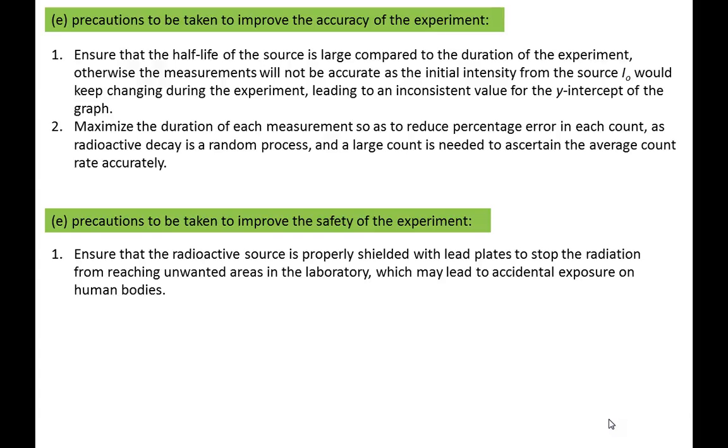Then finally, safety. Make sure that the source is properly shielded with lead plates, because gamma radiation can cause tissue damage and cancer.